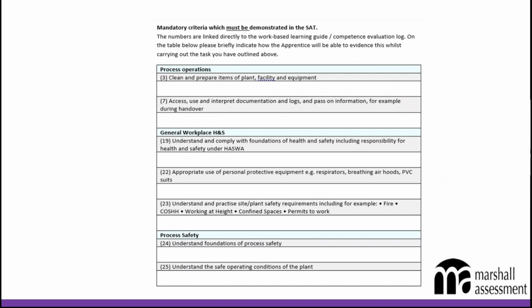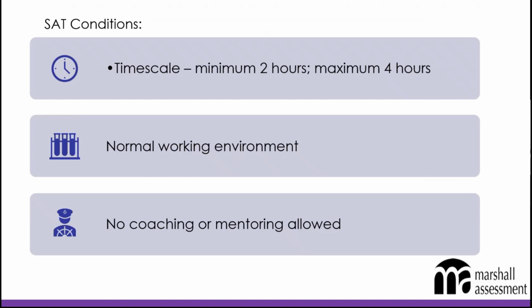So as an apprentice, you'll need to be able to evidence that whilst carrying out the tasks for your observation. So we've mentioned timescales already. It needs to be within your normal working environment. And a big thing to make sure that doesn't happen is that you don't get coached or mentored during that observation. If there's something that you don't know how to do and it's outside of the standard operating procedures, it's something extraordinary, that might be okay, because that would be your normal working practice, would be to ask a supervisor if something strange happens or something anomalous happens.